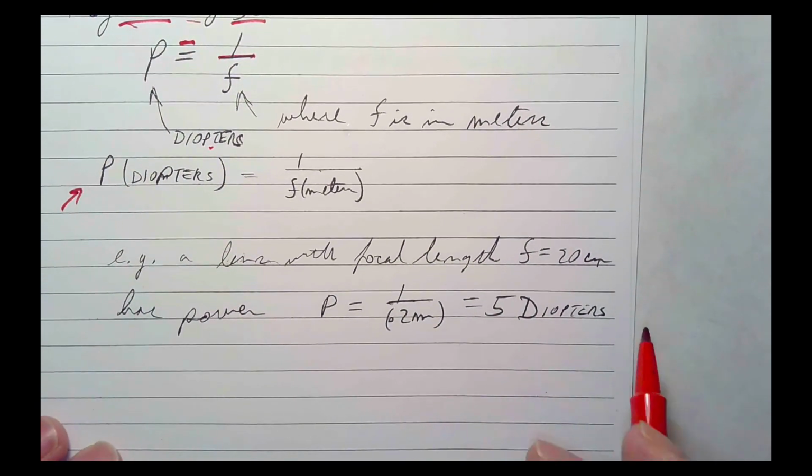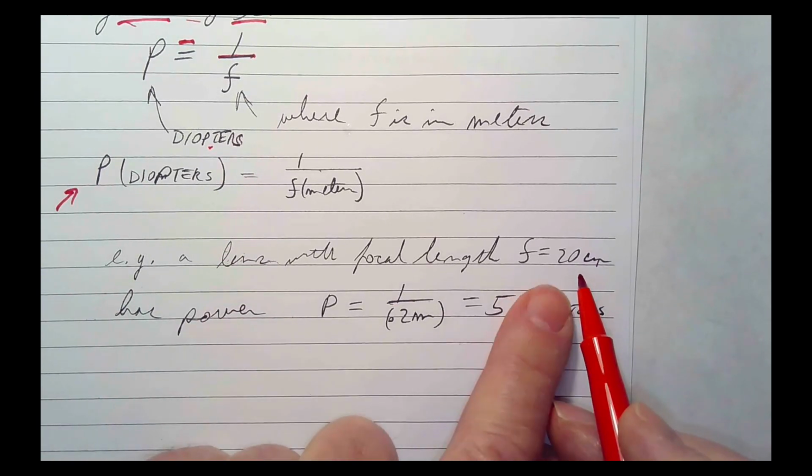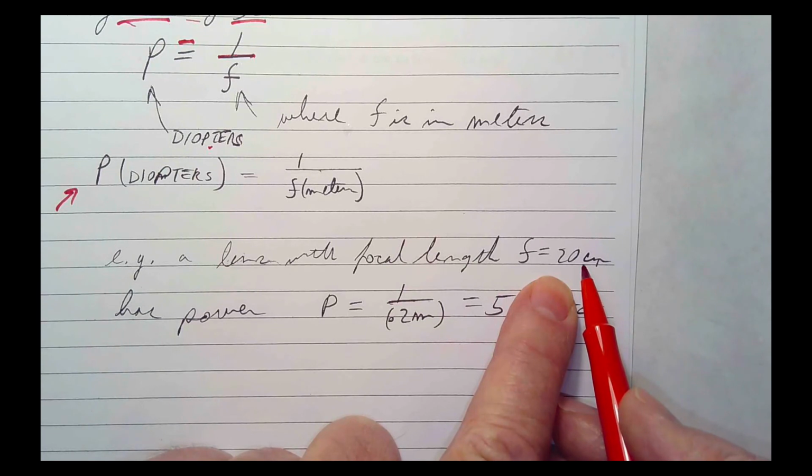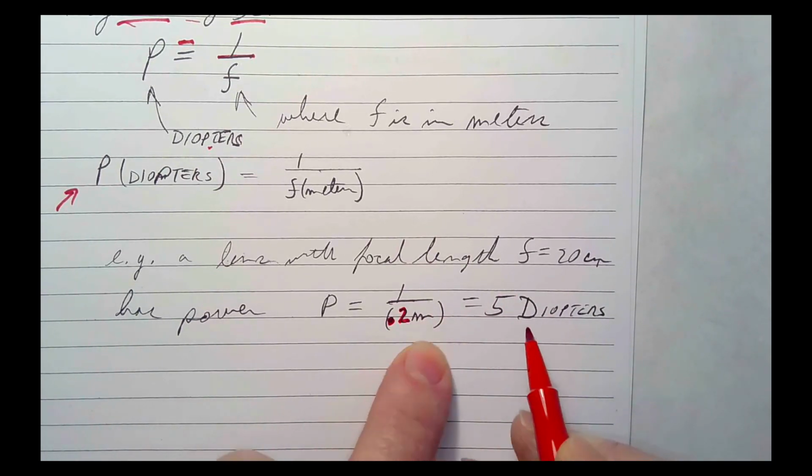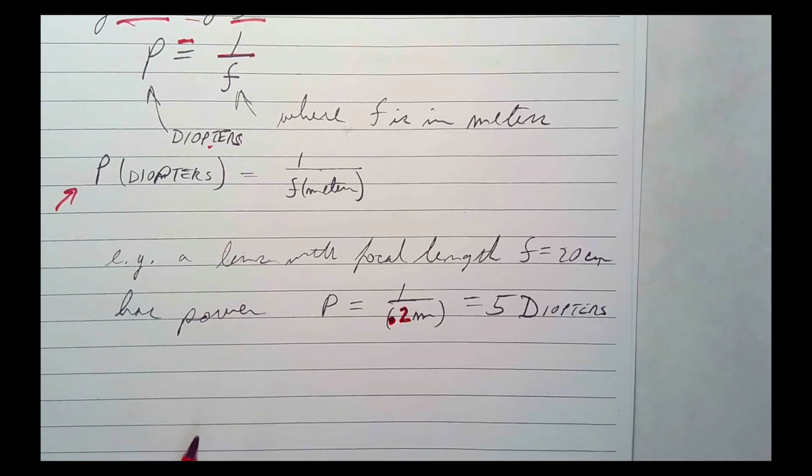Okay, so for example, if the lens you need has a focal length of 20 centimeters, you can't put 20 centimeters in, you put 0.2 meters, so you have a 5 diopter lens.